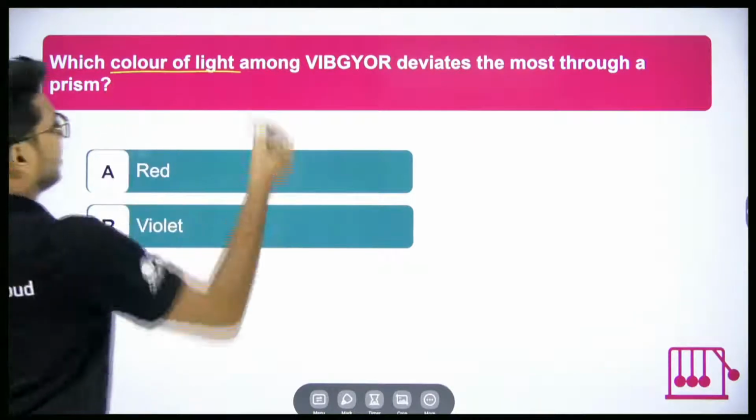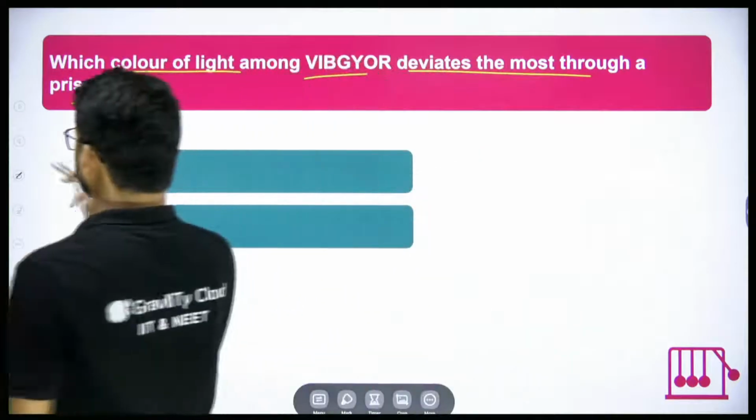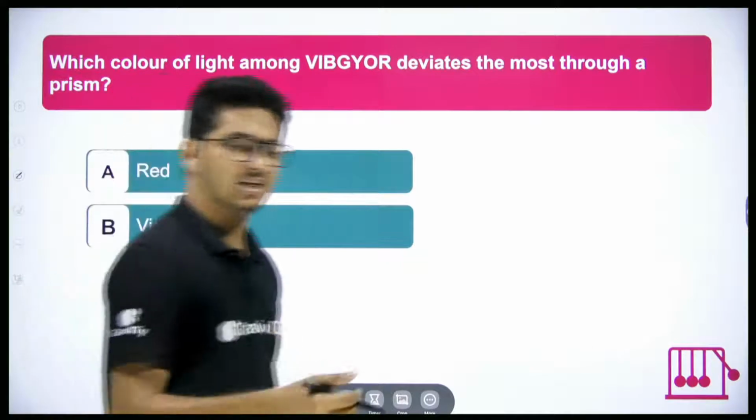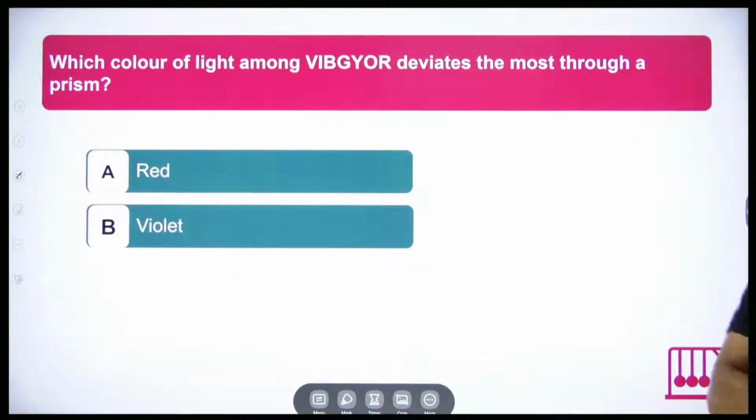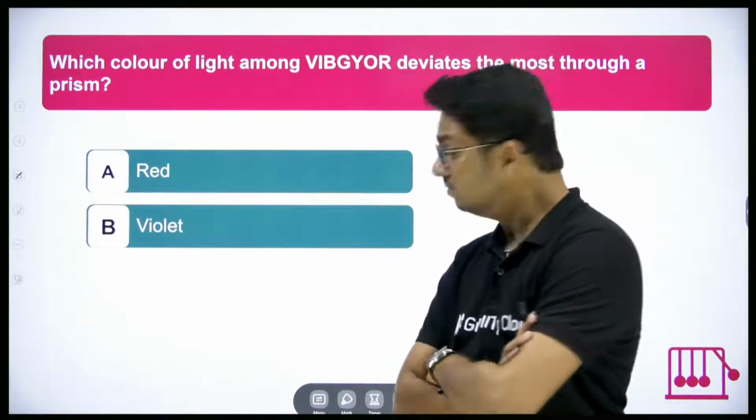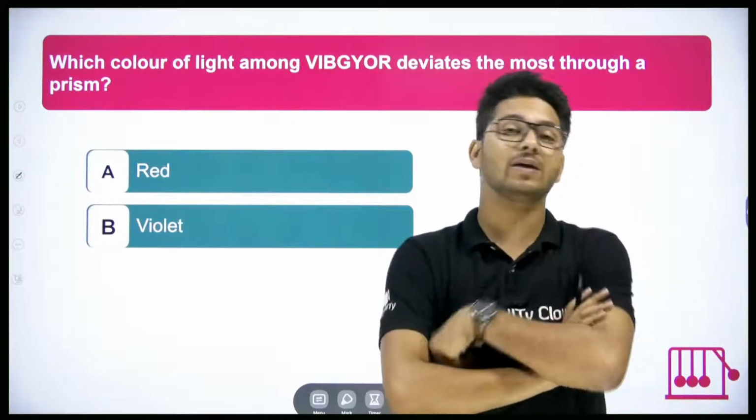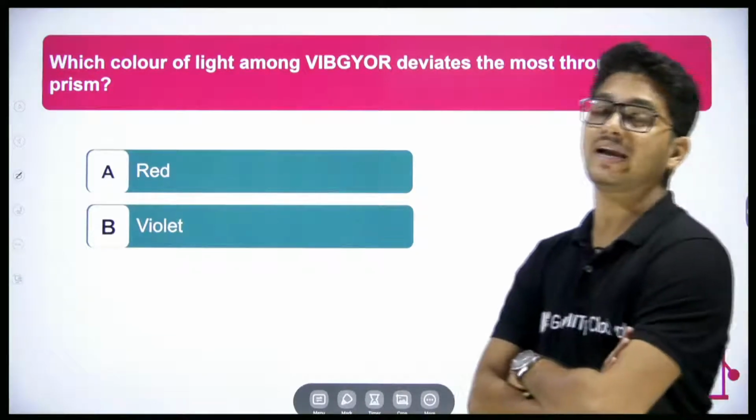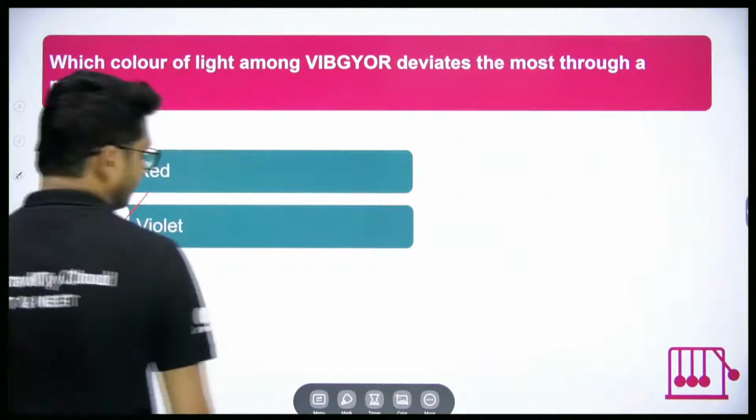Which color of light among VIBGYOR deviates the most through a prism? I have only given two options, the extreme colors red and violet. So which of them deviates the most? Red or violet? Everyone, quick. You have to remember the diagram. So when you draw the diagram, you should be able to tell. Which deviates the most? Red or violet? And the answer is violet.